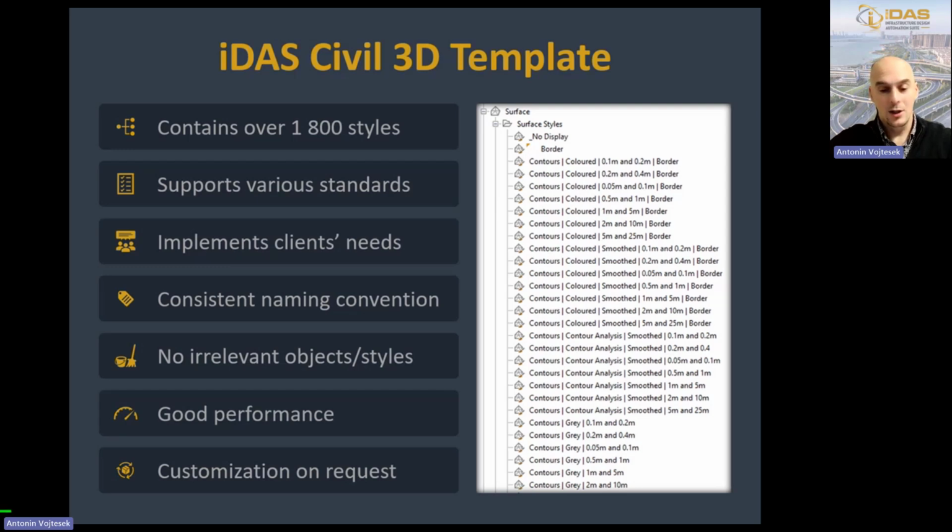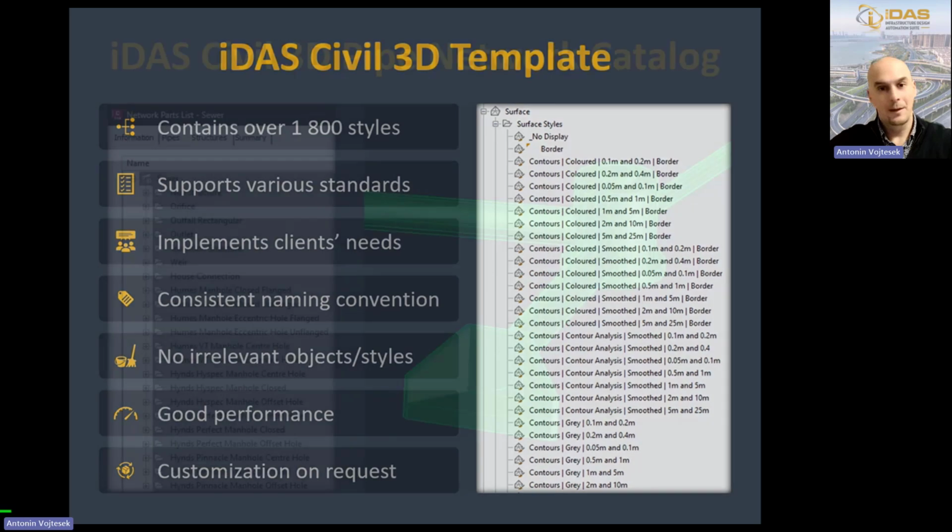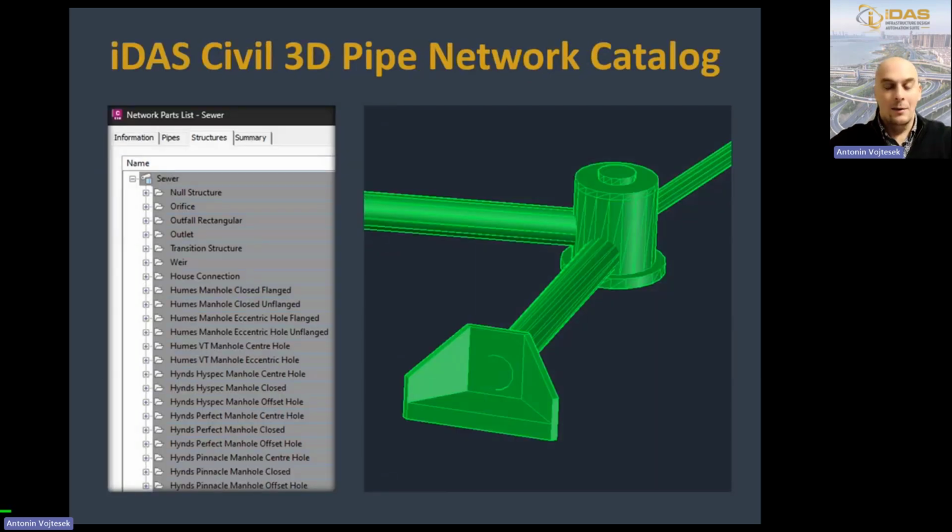And if there is a need, let's say you need some customization, let's say you like iDAS template, but you want some changes, we can help you with that. We also develop some tools that we can automate some of the changes if it is a lot of changes. So that's also an option. But you don't need to use iDAS template. If you want to work with iDAS, you can use any template and any pipe catalog. It really doesn't matter.